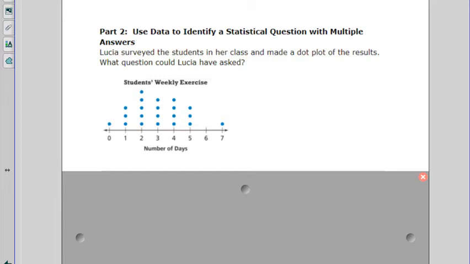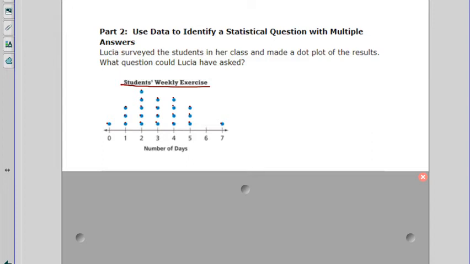So we need to take a close look at the graph, and the title gives us a lot of information. It says it's students' weekly exercise, okay? And it looks to me like one student didn't exercise at all. 3 students exercised one day. 1, 2, 3, 4, 5 students exercised 2 days. 4 students exercised 3 days. 4 students exercised 4 days. 3 students exercised 5 days. And 1 student exercised every single day.